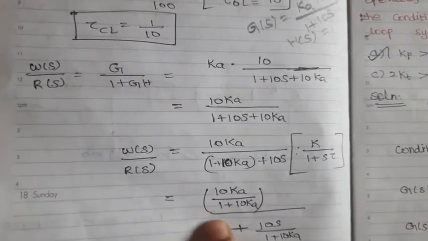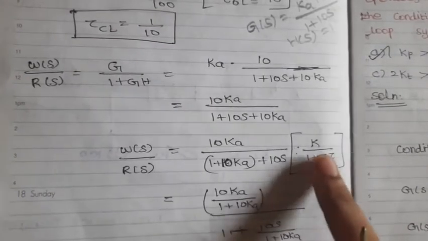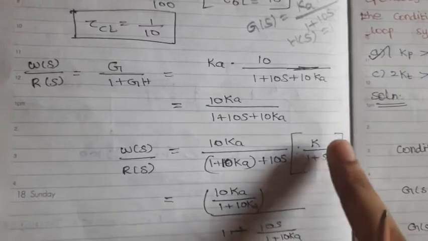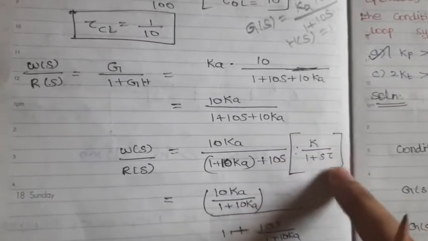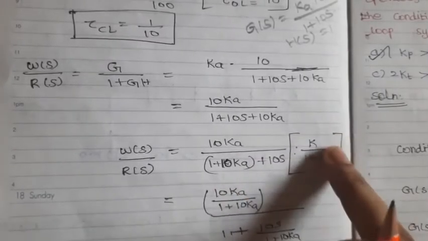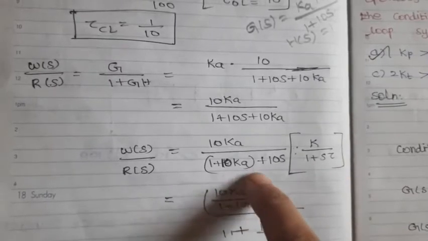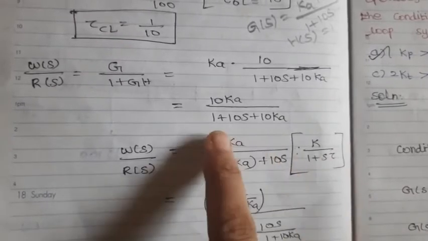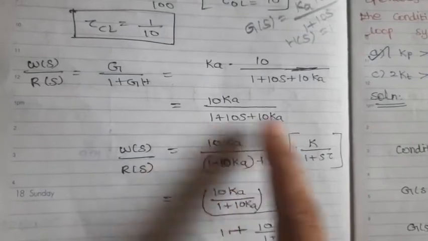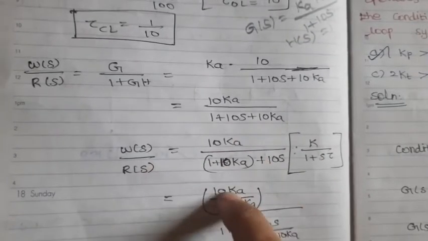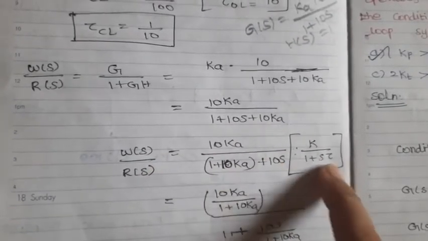So this is W of s by R of s. We know the standard tau format, K divided by 1 plus s tau. So we need to rearrange according to this format. 1 plus 10 Ka is a constant only. So 1 plus 10 Ka is a constant, plus 10s, which is s tau.